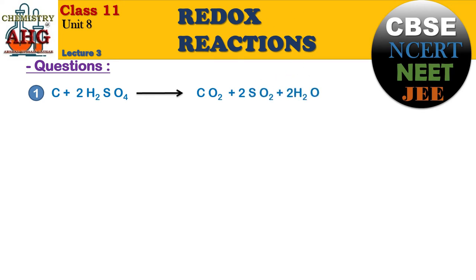Now whenever you are asked which element is being oxidized and which element is being reduced, what is the first step that you must follow? First of all, you must write down the oxidation number or oxidation state of each atom involved in this chemical reaction. That is the first step. Now we know how to find the oxidation state.